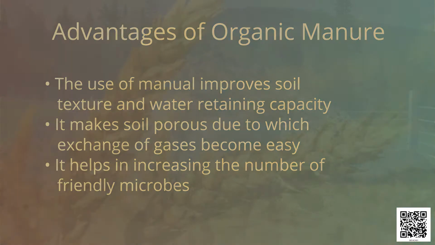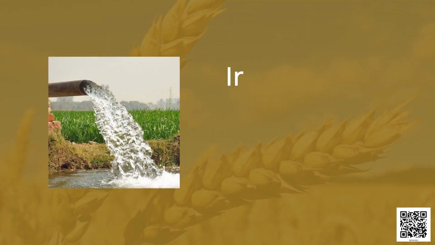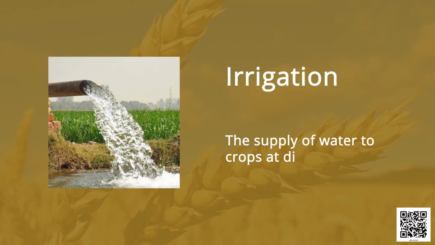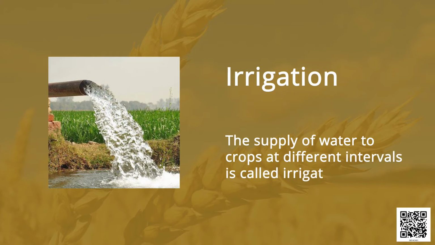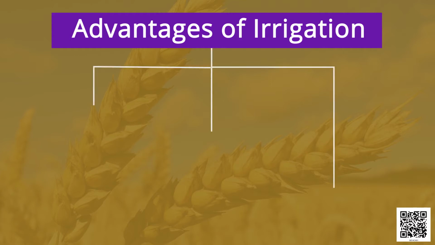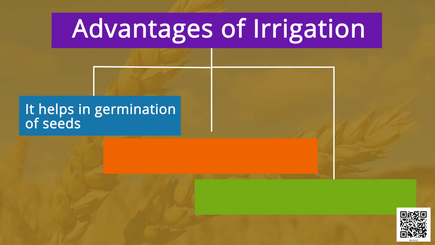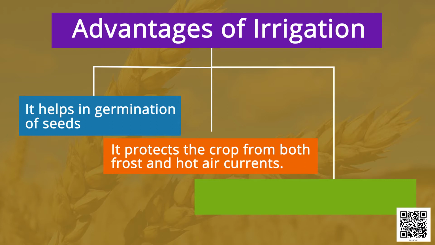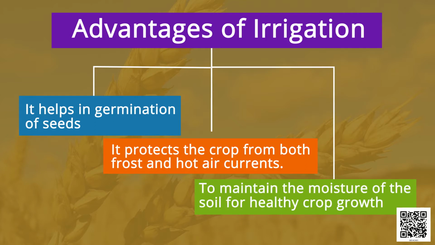Now, after adding manure, it is time to do the irrigation. The supply of water to crops at different intervals is called irrigation. Let us now see the advantages of irrigation. First of all, it helps in germination of the seeds. Secondly, it protects the crop from both frost and hot air currents. It helps to maintain the moisture of the soil for healthy crop growth.